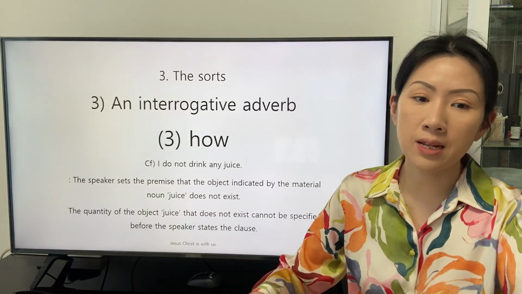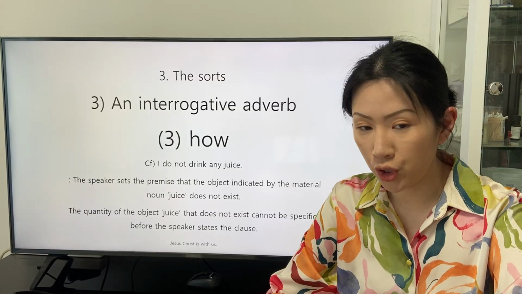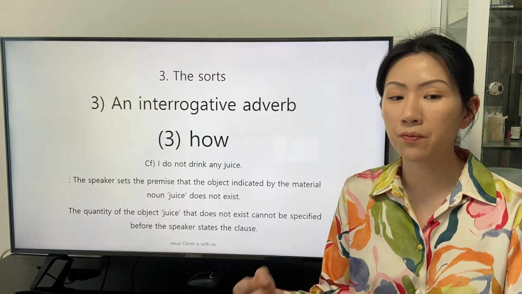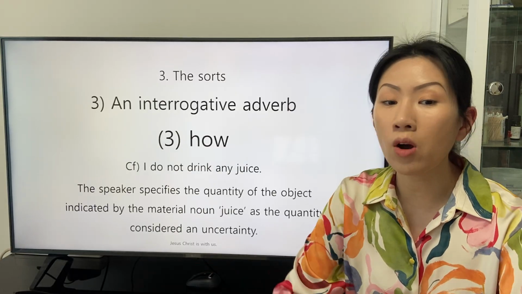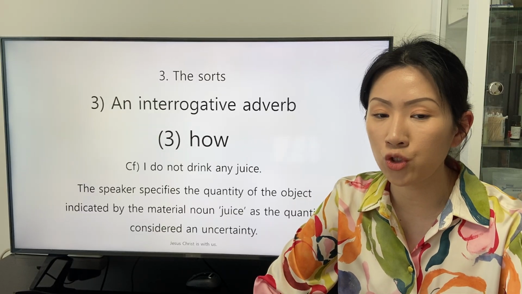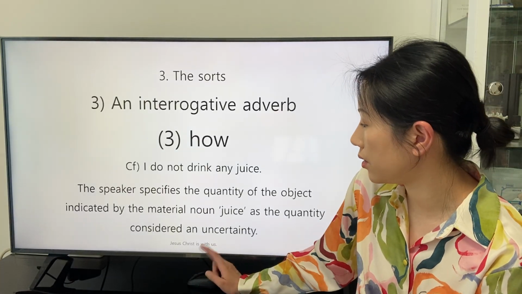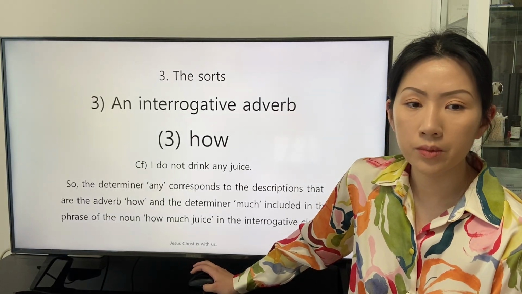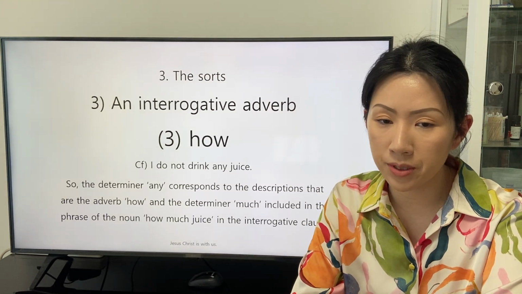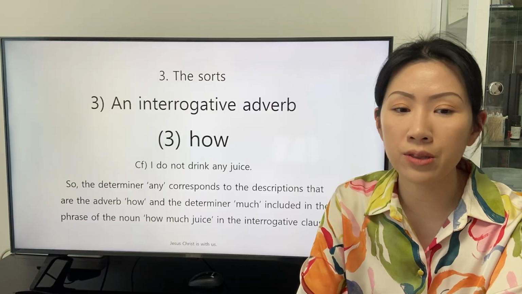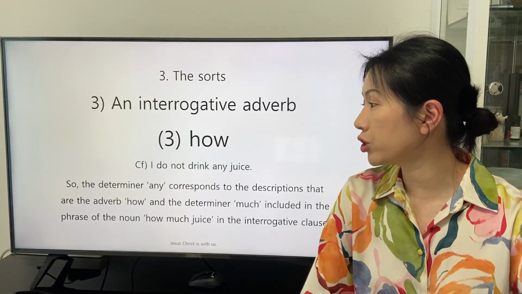The speaker sets the premise that the object indicated by the material noun juice does not exist. The quantity of the object juice that does not exist cannot be specified before the speaker states the clause. The speaker specifies the quantity of the object indicated by the material noun juice as the quantity considered an uncertainty. So the determiner any corresponds to the descriptions that are the adverb how and the determiner much included in the phrase of the noun how much juice in the interrogative clause how much juice do you drink.